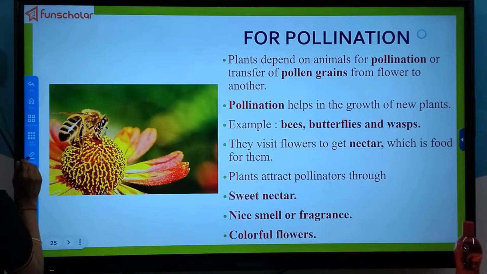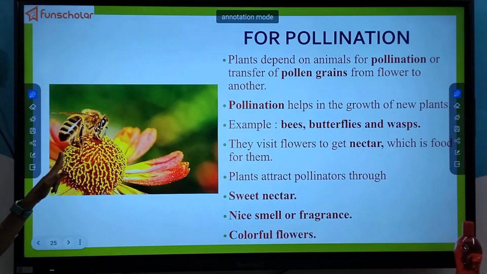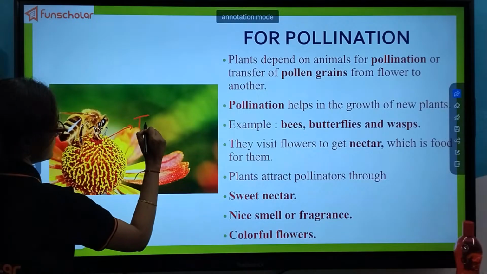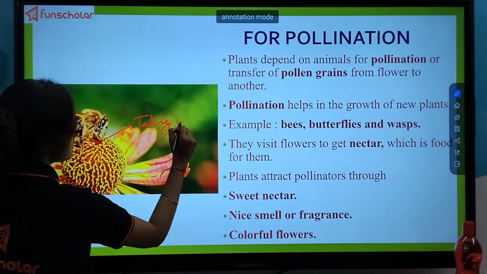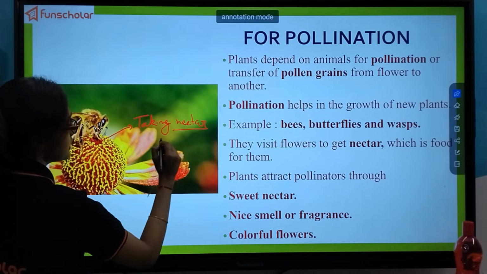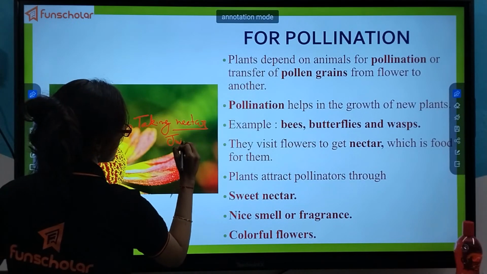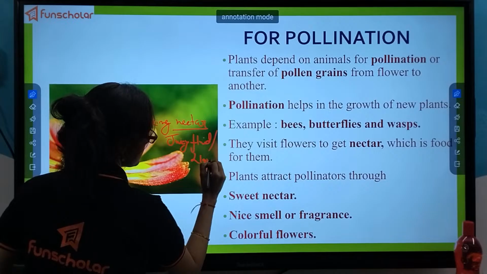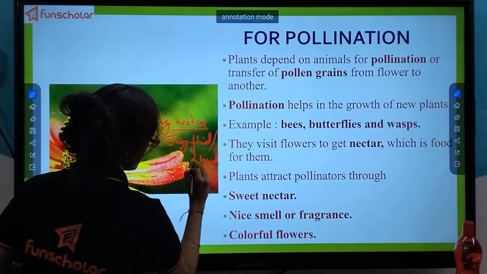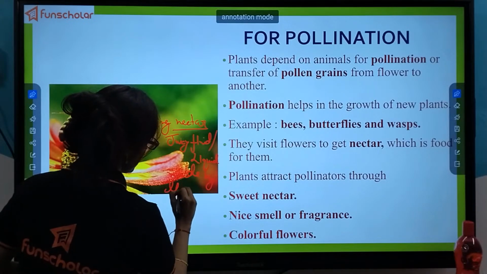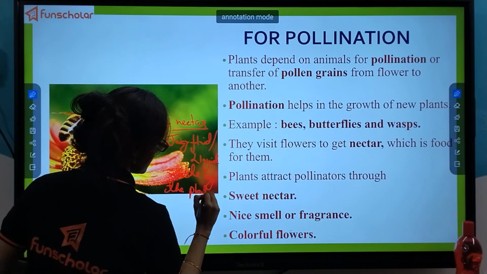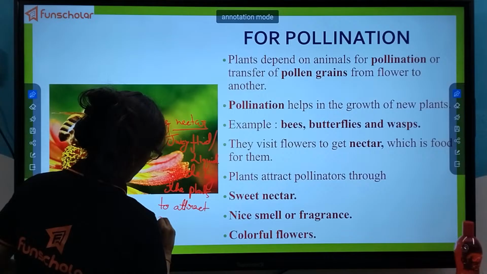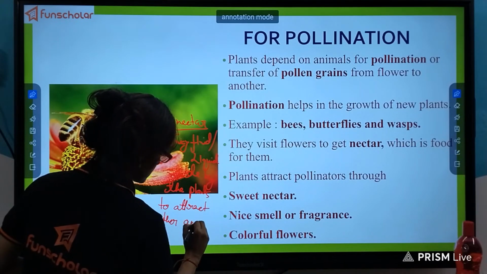Okay, now comes pollination. You see, here the bee is what? Taking nectar. Now, what is nectar, ma'am? It is a juicy fluid or liquid made by the plants to attract other animals.